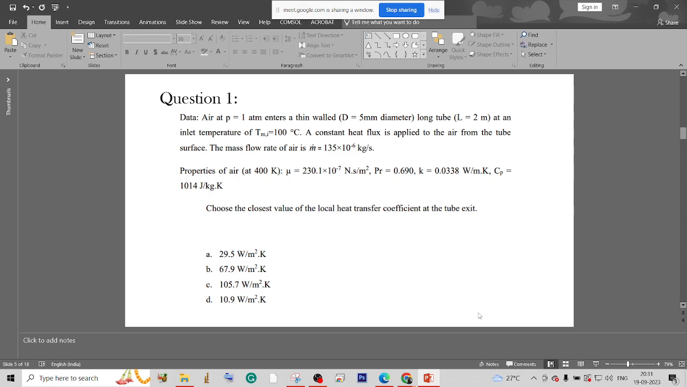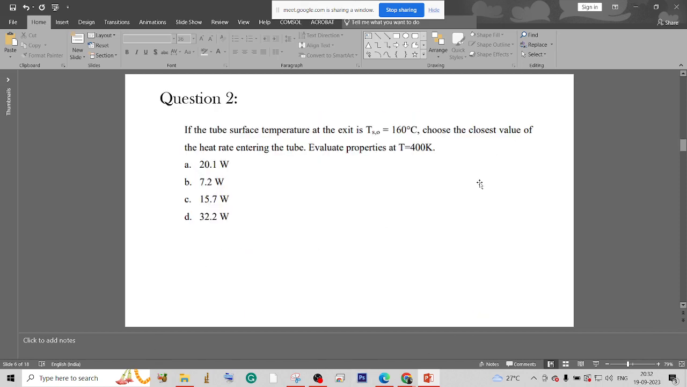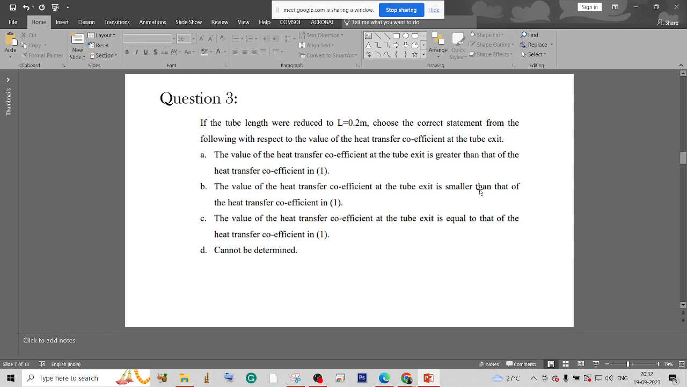Okay, so this will come out to be how much? This will come out to be 0.37, and for the thermal entry length the dia is the same, so it will come out to be 0.26 meter. But now the tube length is reduced to how much? It is reduced to 0.2 meter. So L by D will now change, right? So what will happen? L by D will now change.